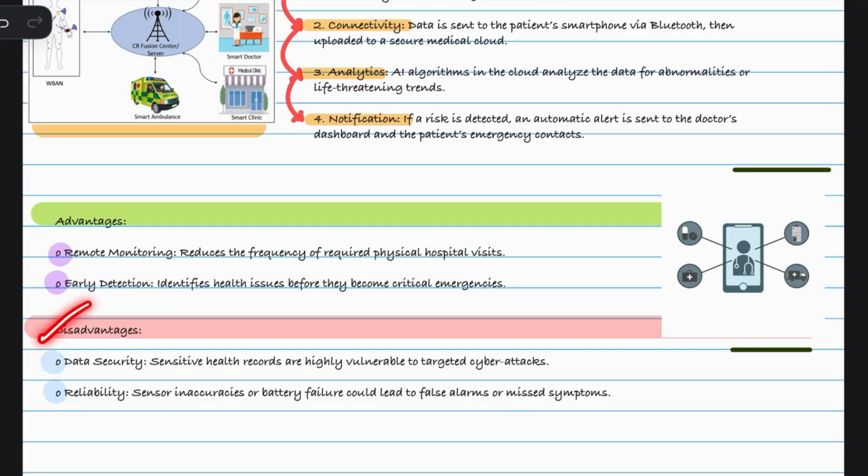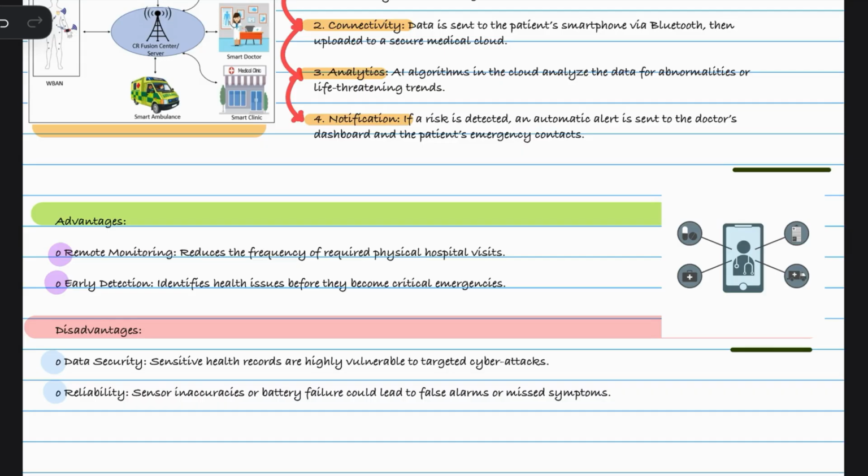Next come the disadvantages. First is the data security. Data security is a massive vulnerability here. Medical histories are very sensitive data and they are a premium target for cyber criminals. Additionally, there are reliability issues, like a simple sensor calibration error can occur, or the battery can die. Or it might trigger a false alarm, or worse, it might miss an actual life-threatening attack as well.